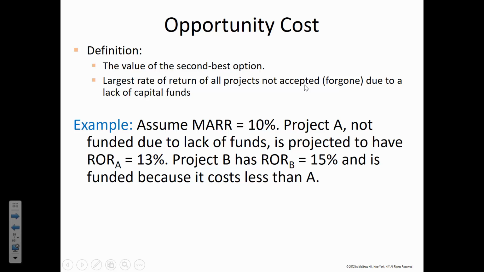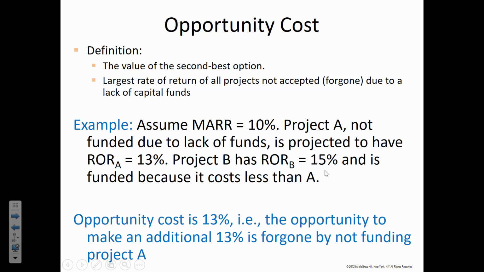As an illustration, let's say that your company has a minimum acceptable rate of return of 10%. You can't do any projects that are under 10. Now, project A, you can't do because you don't have enough money for project A. It has a rate of return of 13%. You are doing project B because it has a better rate of return. So the opportunity cost is the one you couldn't do. It's the largest project that was foregone by funding not being available.